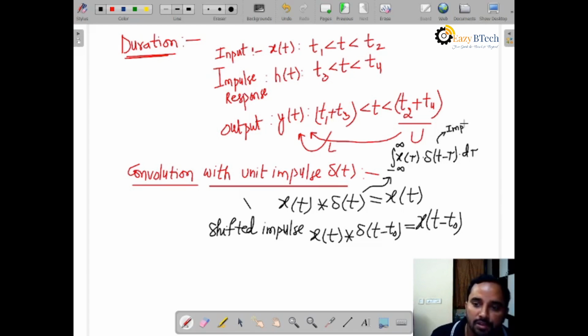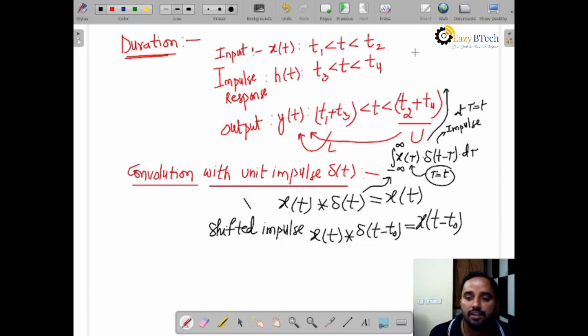Del of t minus tau means the impulse is at tau equal to t, the location of the impulse. So you take that tau equal to t and substitute it in x of tau, because we have multiplication. Multiplication means the location of the impulse is substituted in the next function, x of tau. So what do we get?